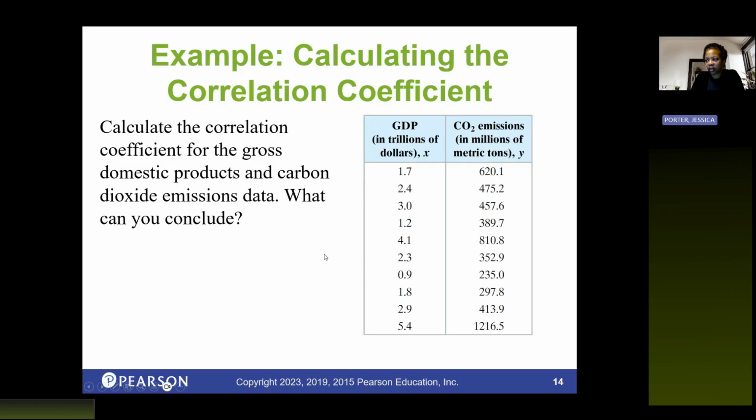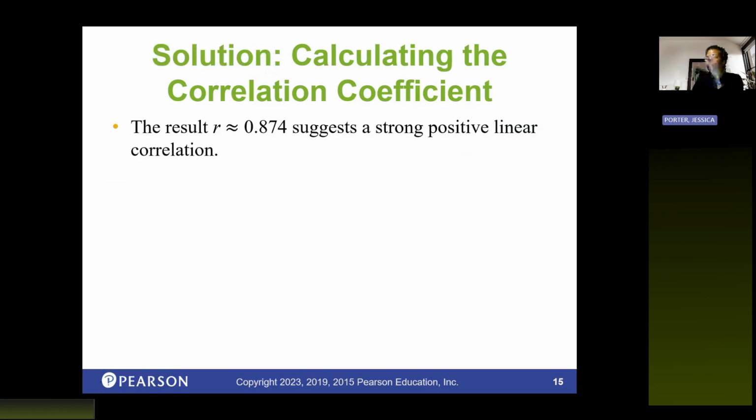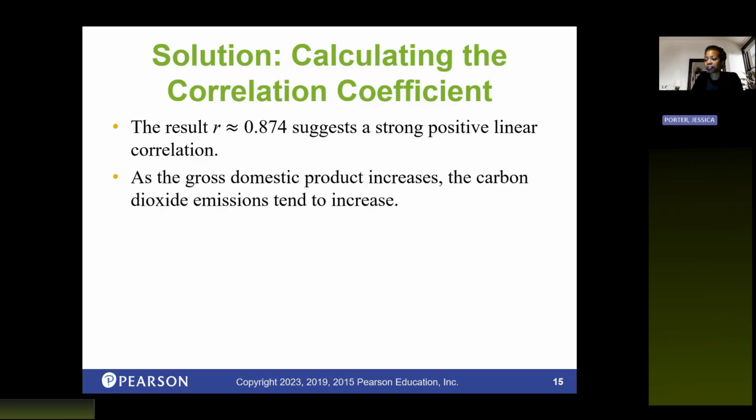And we're going to calculate the correlation coefficient for this gross domestic product and the carbon dioxide emissions data. What can you conclude? All right. We get 0.874, which is positive. So as the gross domestic product increases, so does the carbon dioxide emissions.